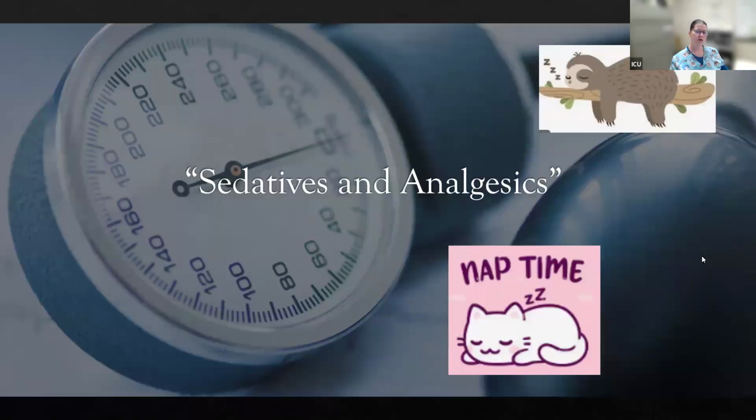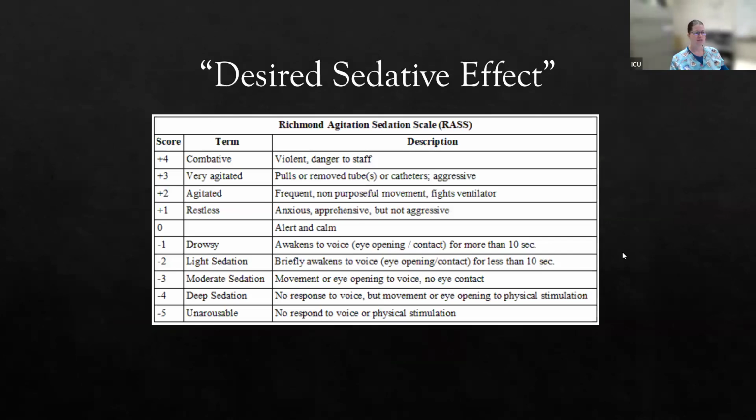Okay, so the next thing we're going to discuss are sedatives and analgesics. For the desired sedative effect, generally we're using a RASS scale, Richmond Agitation Sedation Scale. Not something that you necessarily have to memorize. In Cerner and probably in Epic, the RASS is built in. It's either a blue hyperlink or it opens as you click into your boxes. But this is what we want to titrate our sedatives to, and this is pretty standard in the ICU.